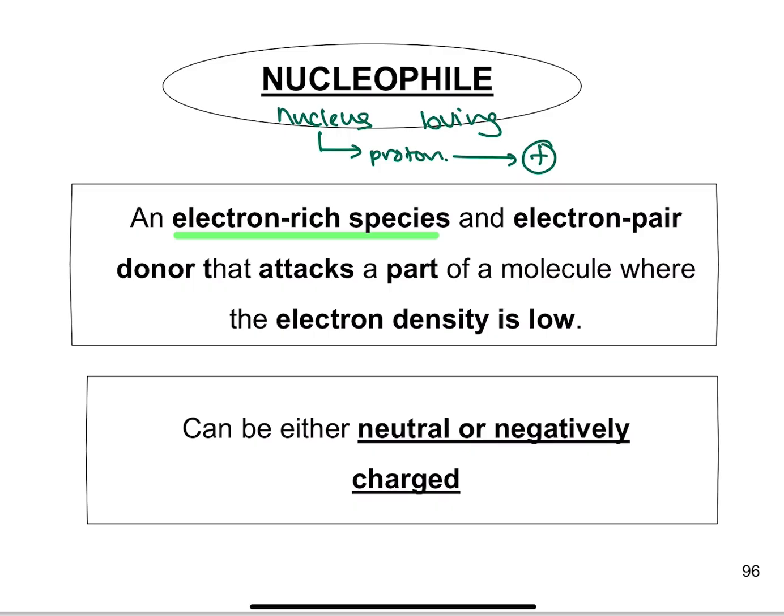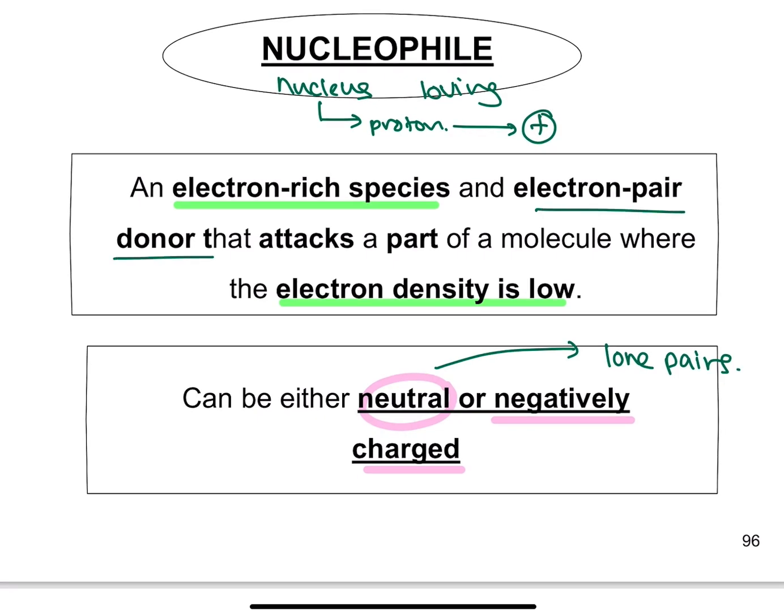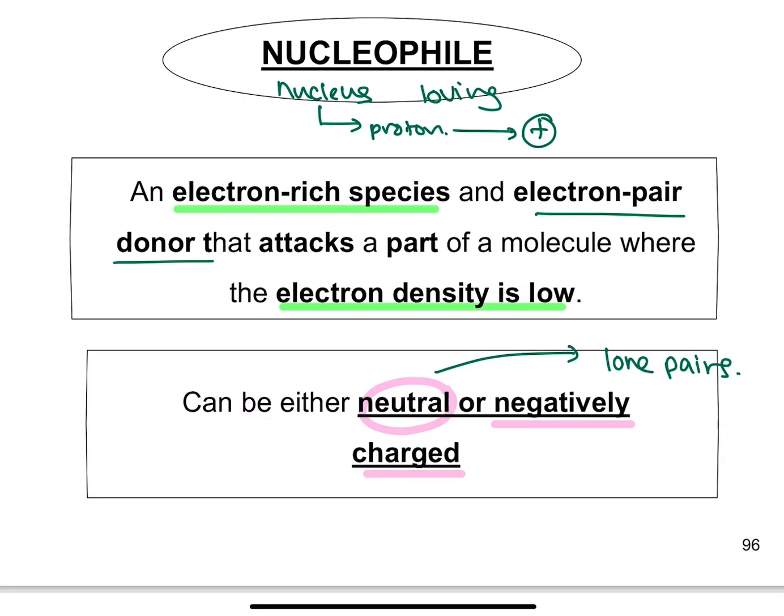We can also call them electron density low species lah. The molecule has got low electron density. And what kind of species can they be? They can be neutral or negatively charged. When I say neutral over here, you can see species with lone pairs. Those are examples of nucleophiles. Okay, so lone pair kan, there is like excess electron. So it is electron rich. All right. And there can be electron pair donors. So when you have lone pairs, you can become electron pair donors. I think we have learned this under dative bond formation.